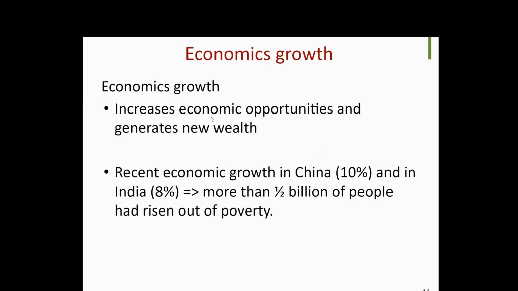Well, the increase in economic opportunity and that which generates new wealth is what economic growth is. An example of this is how the recent economic growth in China, which is around 10%, and in India, which was 8%, resulted in more than half a billion people rising out of poverty.